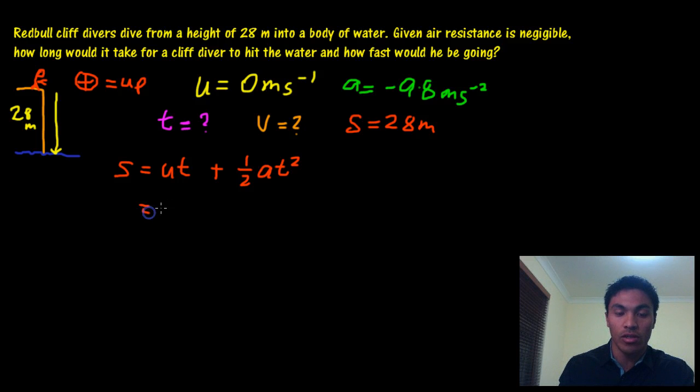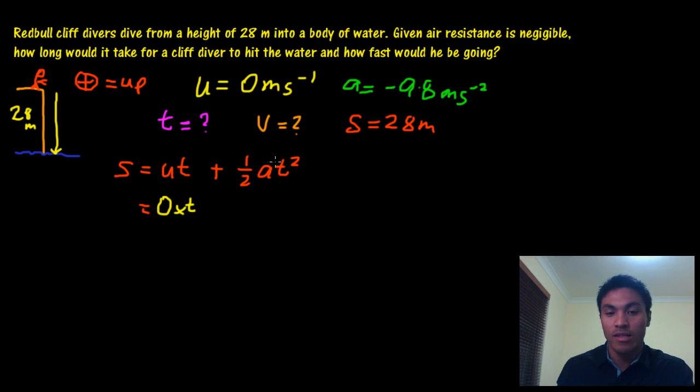We know that logically, if his initial velocity is 0 meters per second, now I won't put in the units just so we save some space, multiplied by t. Anytime you multiply anything by 0 it is going to be 0. So this particular first term is always going to be 0.